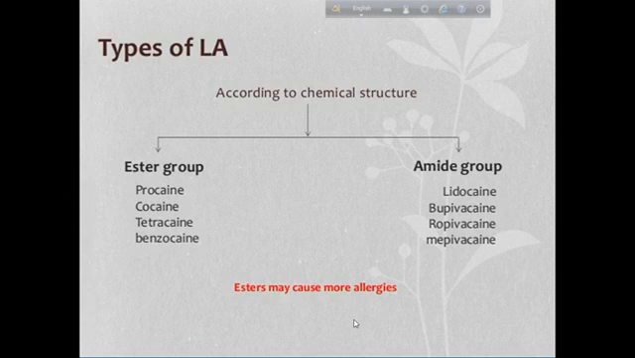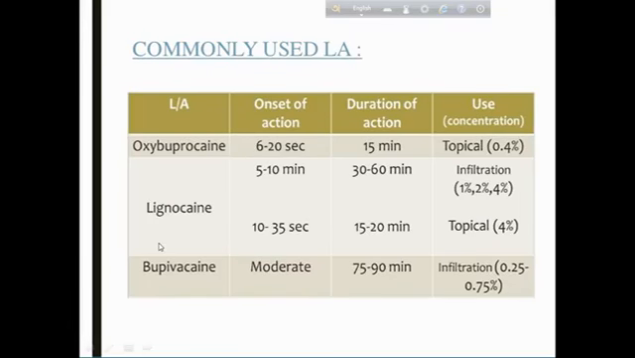And types of local anesthesia. Some examiner may ask you what the types of local anesthesia are. From your pharmacology knowledge, there is the ester group and the amide group, with some examples of each. Common local anesthetics are oxybuprocaine, which is the surface anesthetic agent, lignocaine, and bupivacaine.